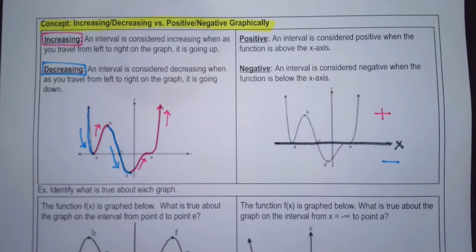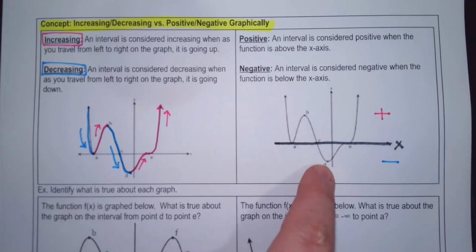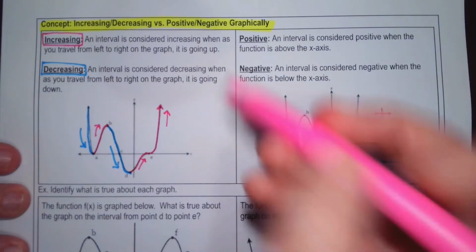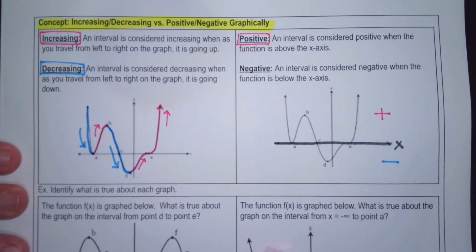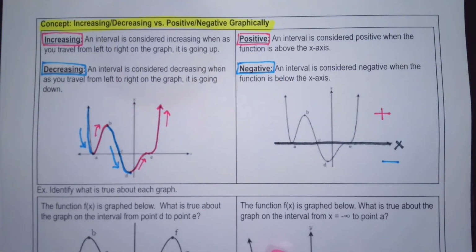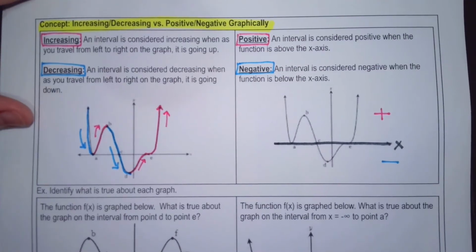So as you can see, there's a lot more intervals on this graph that are positive than there are negative. So that is the difference between the increasing, decreasing, and positive and negative. You're going to have to identify both on a graph. So let's do that.